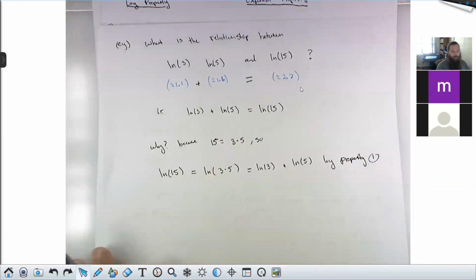You see what I mean when I say multiplication inside turns into addition outside? The ln of 3 times 5 turns into the ln of 3 plus the ln of 5. Multiplication inside turns into addition outside.